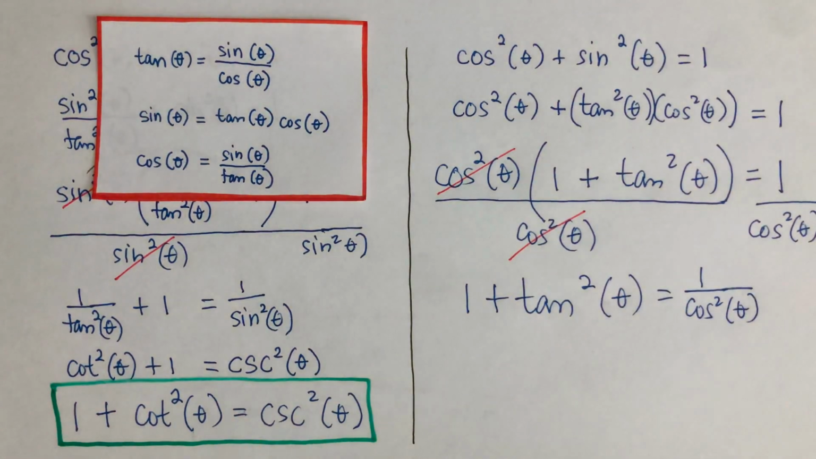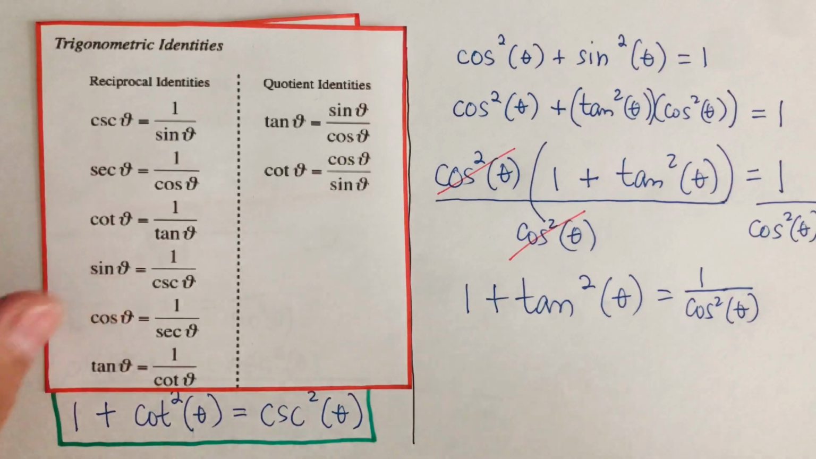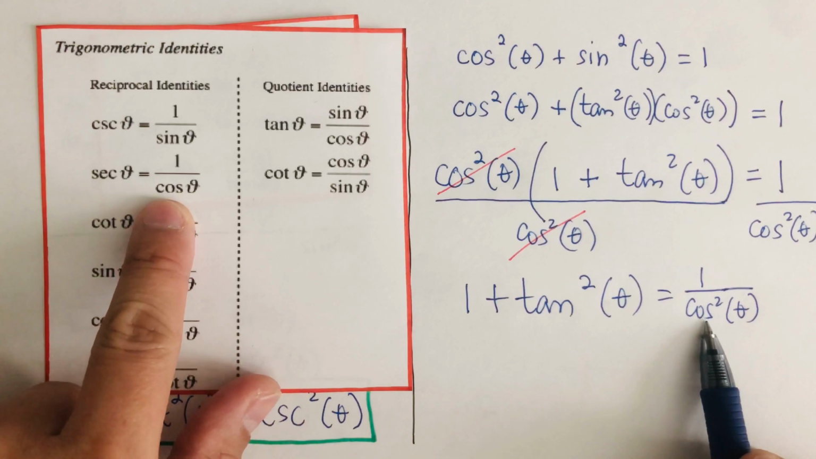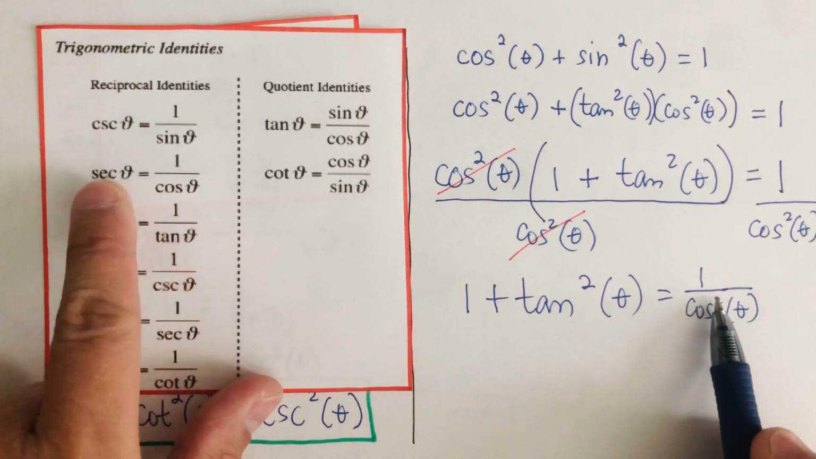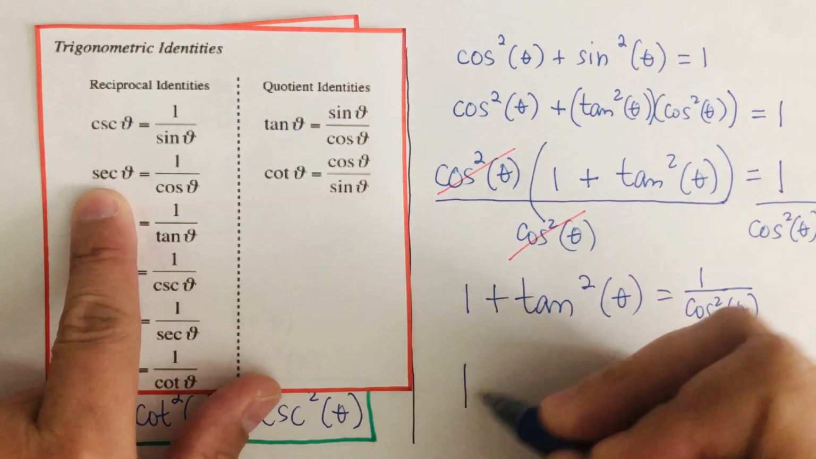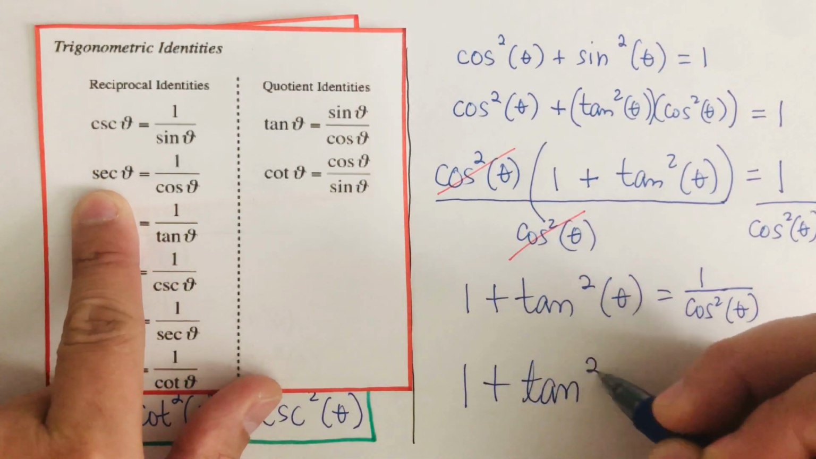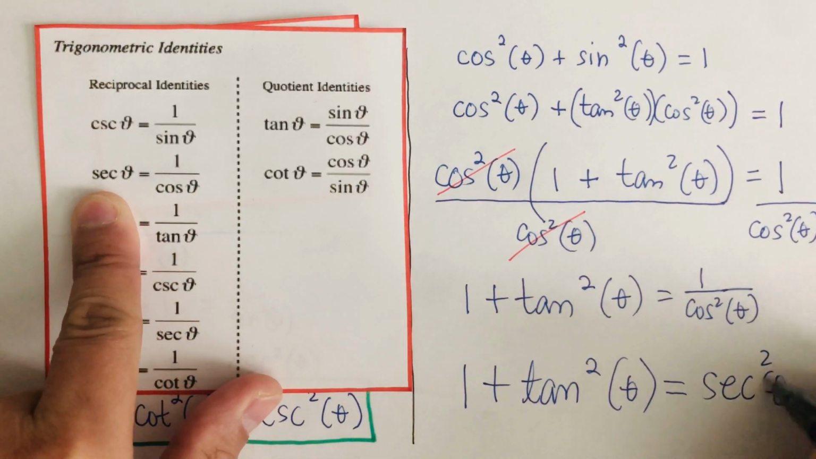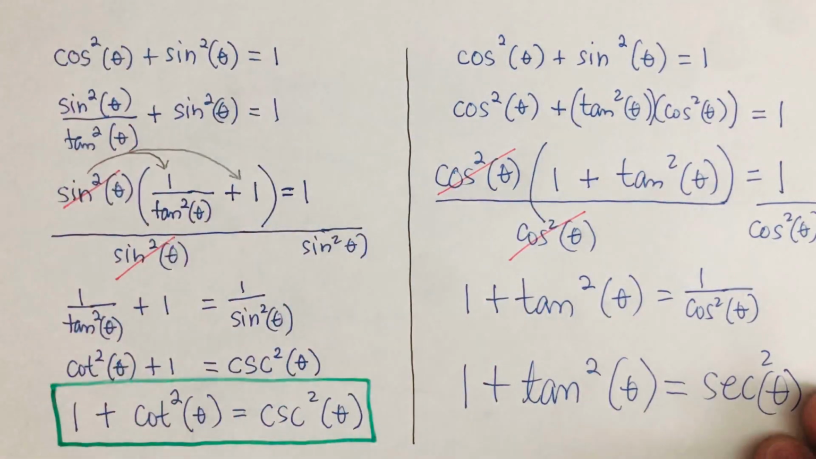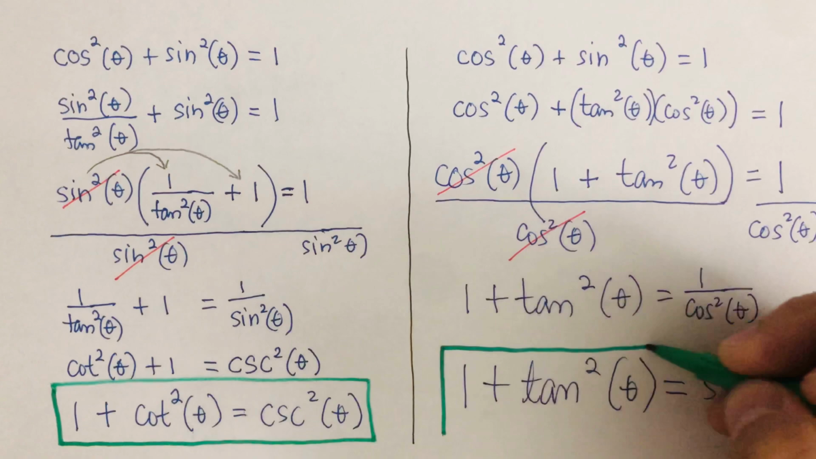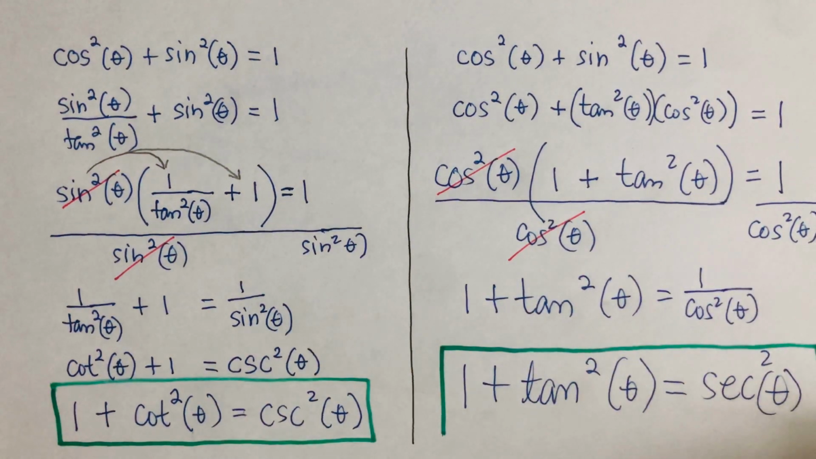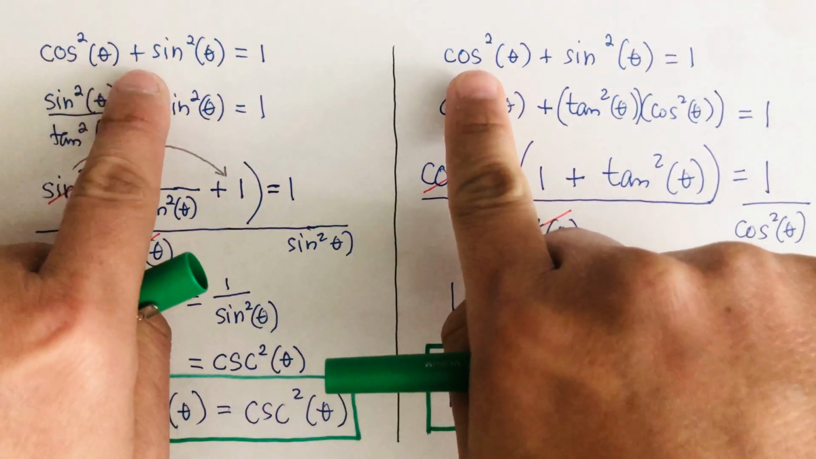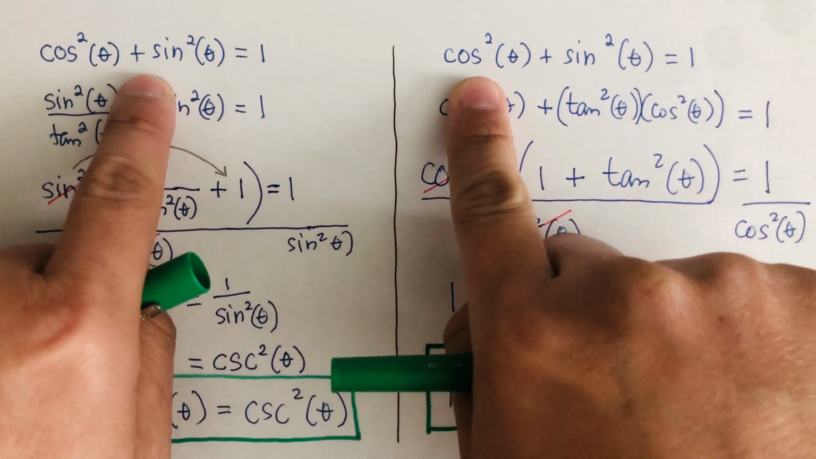Now, going back to the other trigonometric identities that we have here, 1 over cosine is actually secant. So we can replace this 1 over cosine squared with secant squared. So the third equation would be 1 plus tangent squared theta is equal to secant squared of theta. This is our third trigonometric identity. So pretty much these other two identities that we got on this slide are derived from the first trigonometric identity that we got from the first slide.